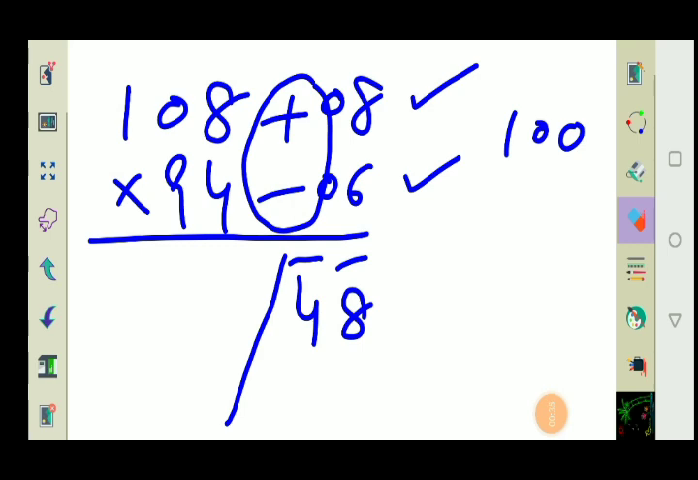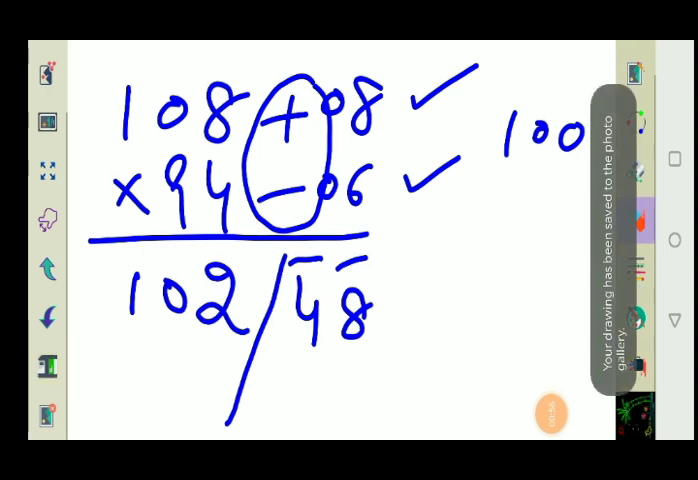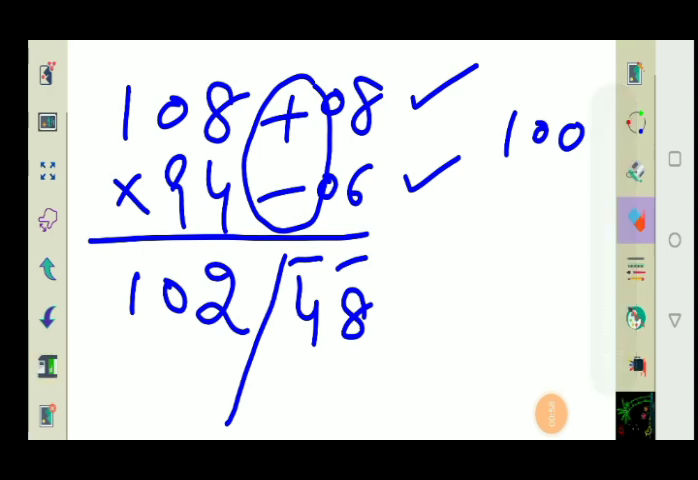4 with vinculum sign and 8 with vinculum sign. Other rule is same. Either you subtract 6 from 108 or you add 94 to 8. You will be getting 102. So you are getting 102, 4, 8. This number. Now how do you devinculate 48?